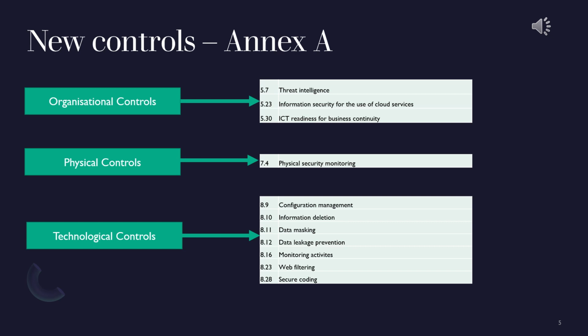Control 8.9, Configuration Management. This requires us to include security configuration for organisational assets. Examples of this could be setting up a new laptop and ensuring that security is included within the standard build. This can include ensuring that BIOS encryption is applied, anti-malware software is installed, and that the device is password protected.